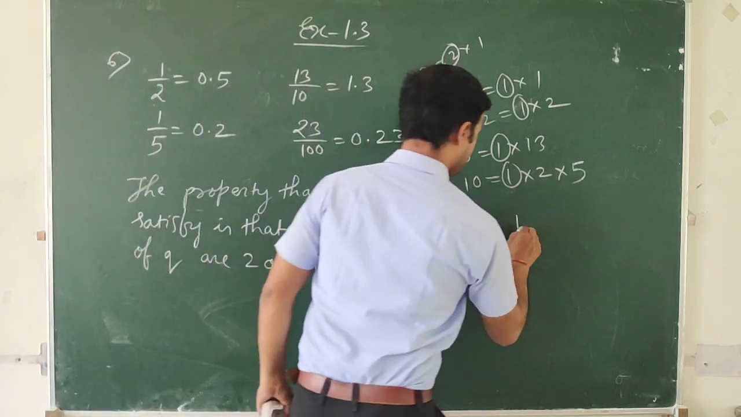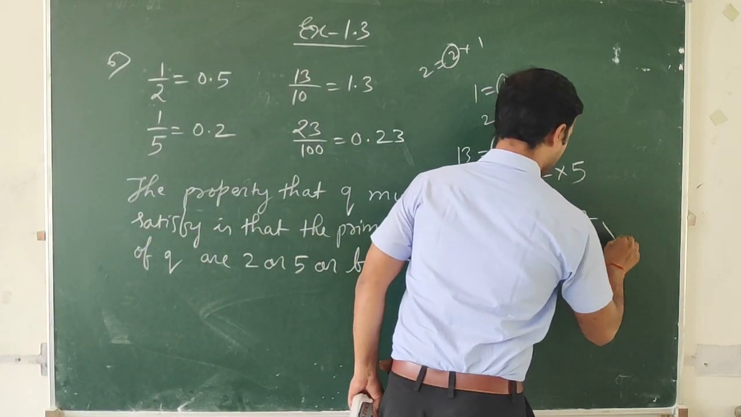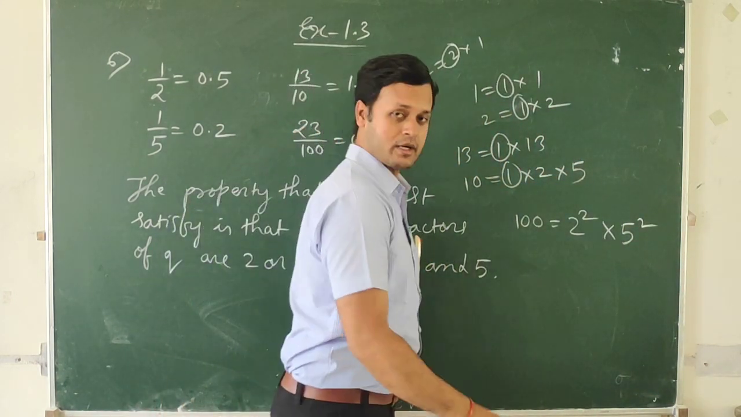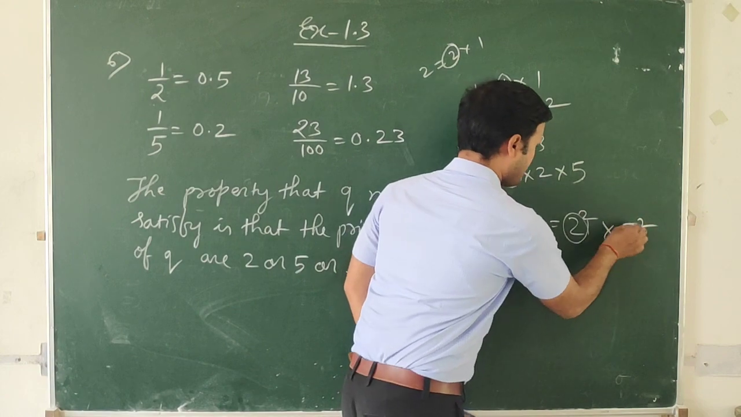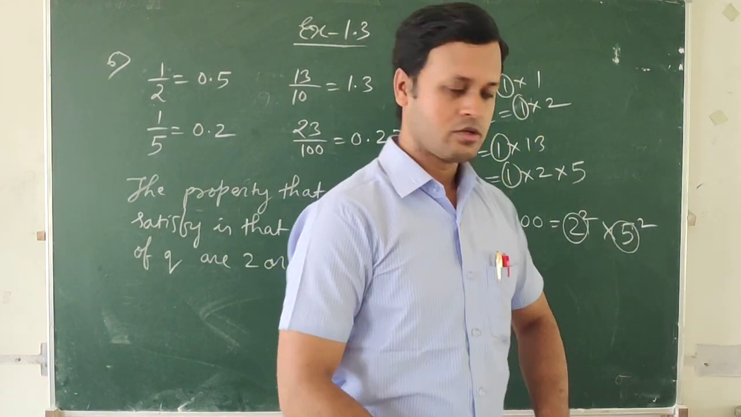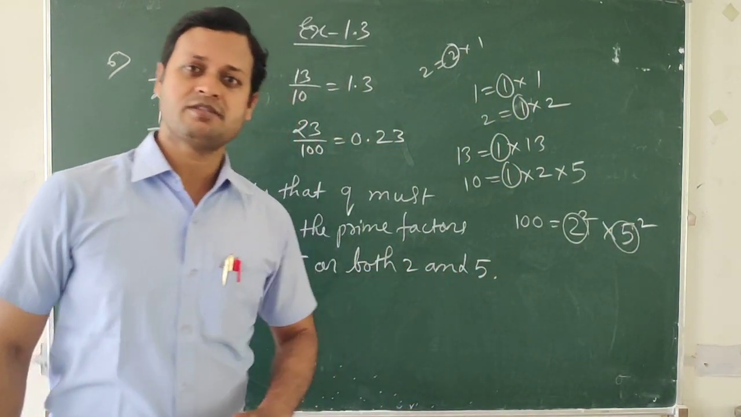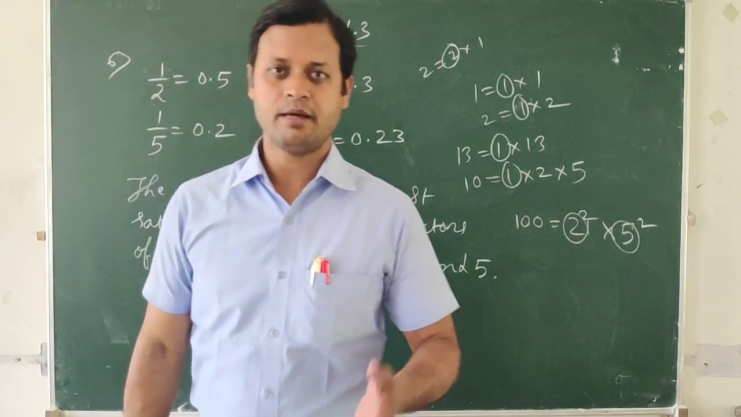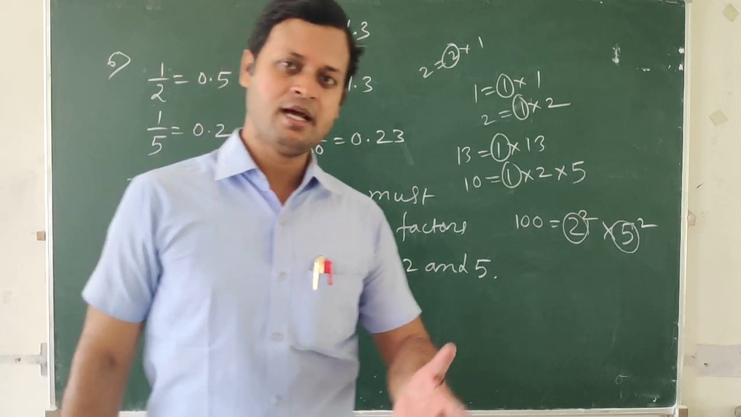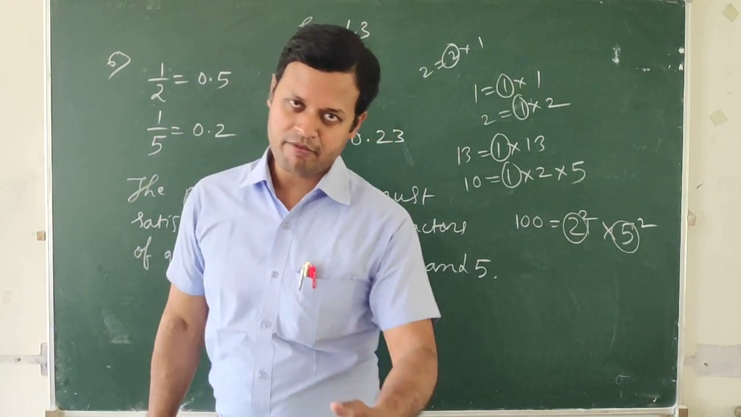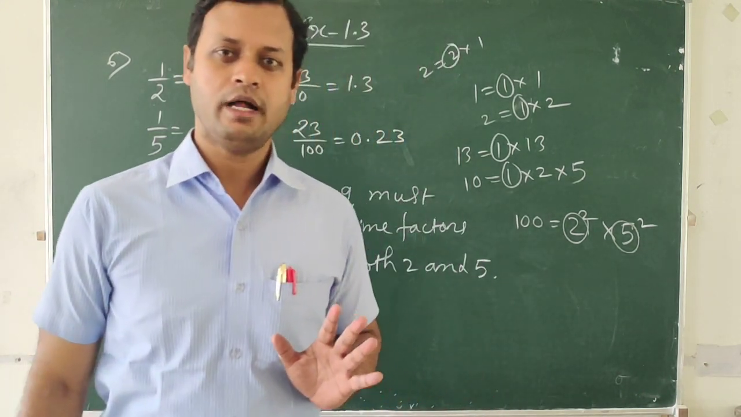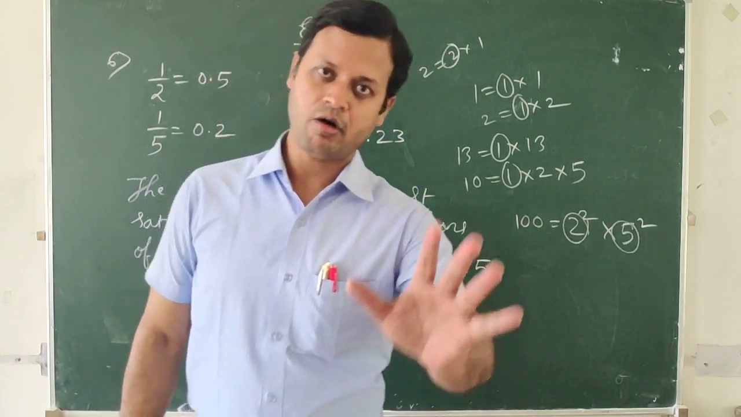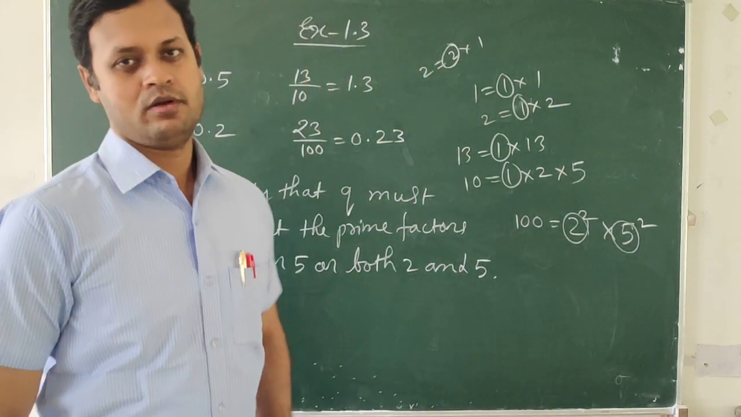Prime factors of 100, students? 100 means 2 square into 5 square, isn't it? So what are the prime factors? 2 and 5. So you see the property that q must satisfy. The property that q must satisfy is that the prime factors of q must be either 2 or 5 or both. Understood? Prime factors of q must be 2 or 5 or both 2 and 5.